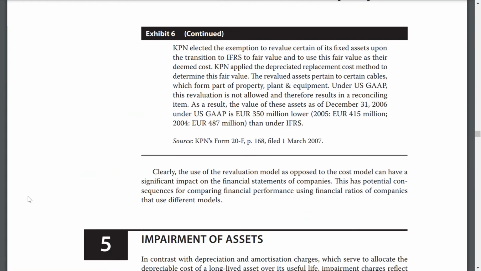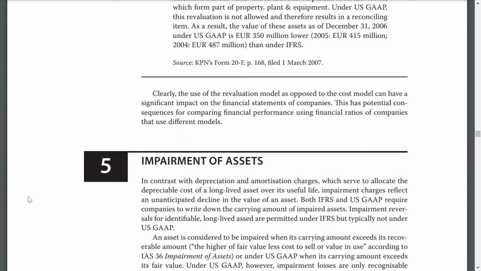Clearly, the use of the revaluation model as opposed to the cost model can have a significant impact on the financial statements of companies. This can potentially have consequences for comparing company financial performance using financial ratios for companies that use different models.